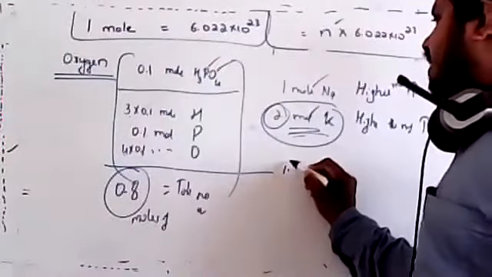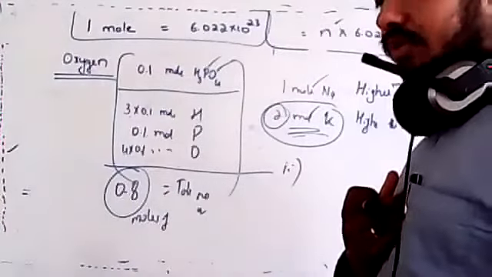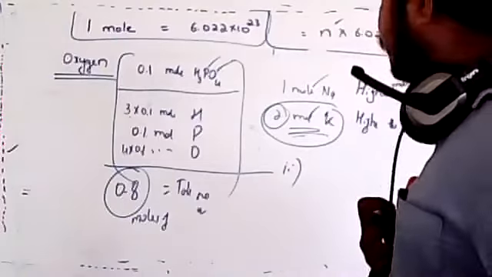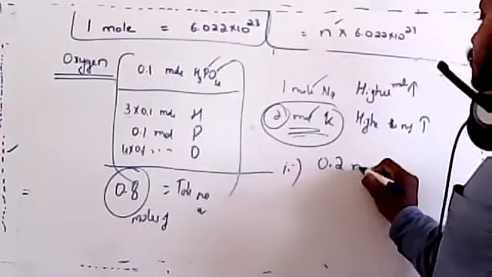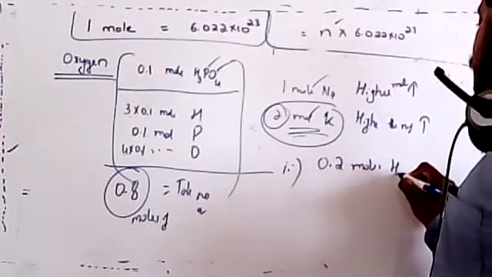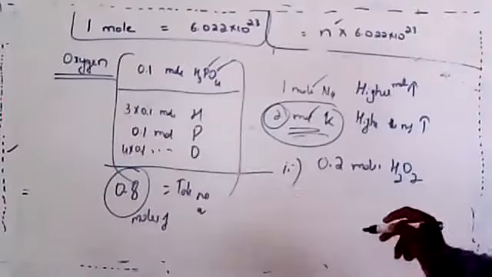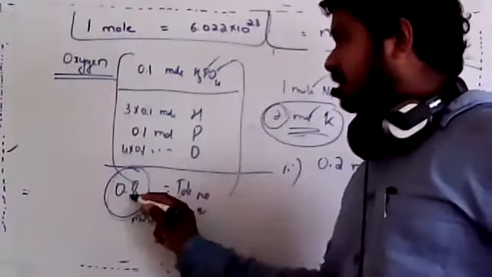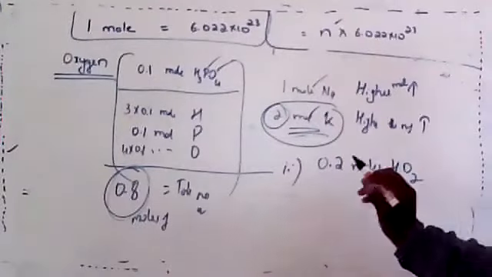Similarly, I'll solve the second one. I know that you are getting confused, so I'll solve this one. The second option, option B, is 0.2 moles of H2O2. Dear students, just concentrate here. The first answer contains 0.8 total moles of atoms. Let me try for this one.